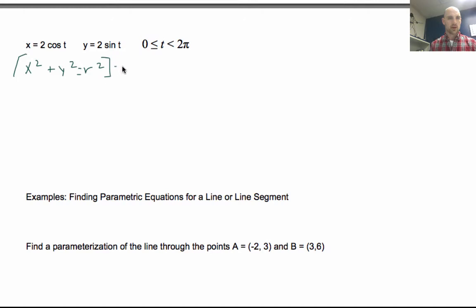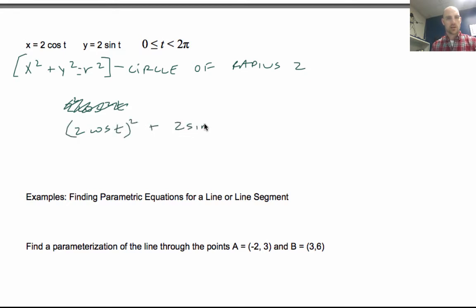X squared plus y squared equal r squared. This is a circle equation, right? And if I have x is equal to 2 cosine t and y equals 2 sine t, this is going to be a circle of radius 2, which is centered at the origin. Let me start at the beginning. 2 cosine t squared plus 2 sine t squared is equal to x squared plus y squared. Okay, so I squared both of them.